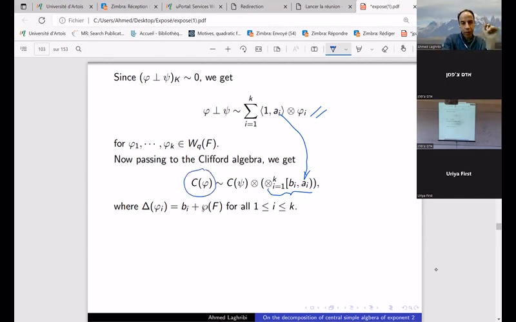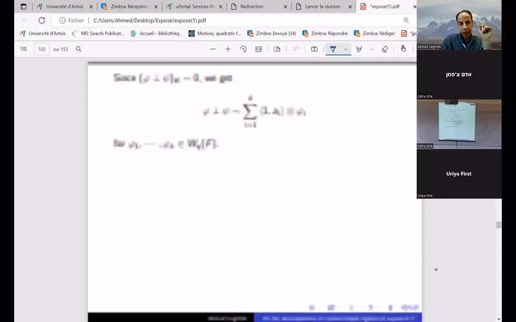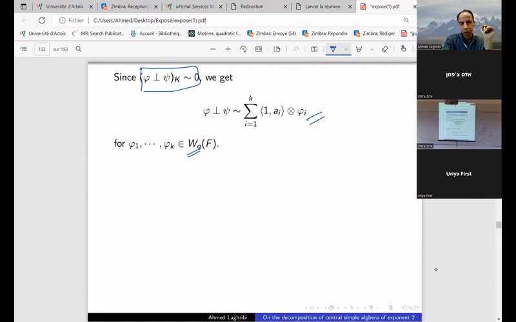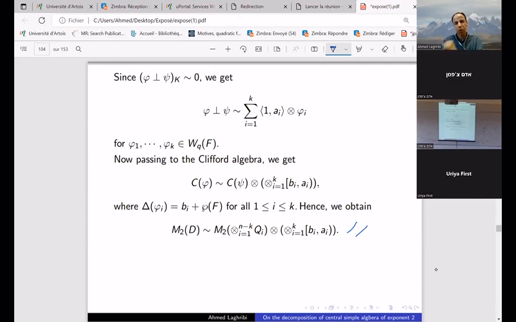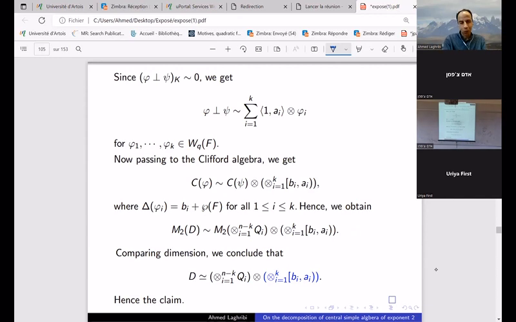We say that C(phi) before is M_2(D). So we write it and we get this Brauer equivalence. And now if we compare dimensions, we get really this isomorphism. And here we see our factors E_i that compose the field K. So it is simple. For separability degree 2 and 4, we have to be careful on some points, but it is more or less the same.